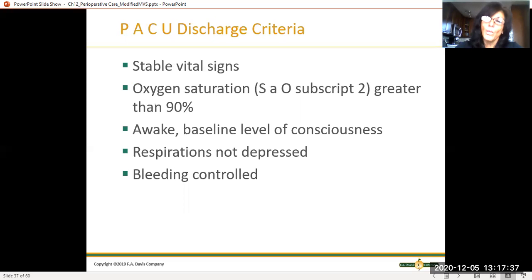Okay. In order for a patient to be able to leave PACU, their vital signs have got to be stable. Their O2, SaO2, meaning SpO2, must be greater than 90%. They have to be awake. So in other words, if I say, hey, Mrs. Jones, hi, right? The respirations cannot be depressed. In other words, they have to have a respiratory rate that's within normal limits, 12 to 20. And if there was any bleeding, the bleeding needs to be controlled. So we would never discharge from PACU a patient who is actively bleeding, right?